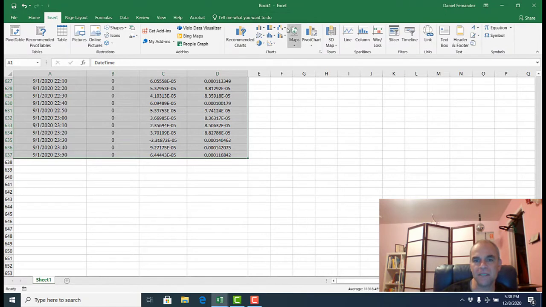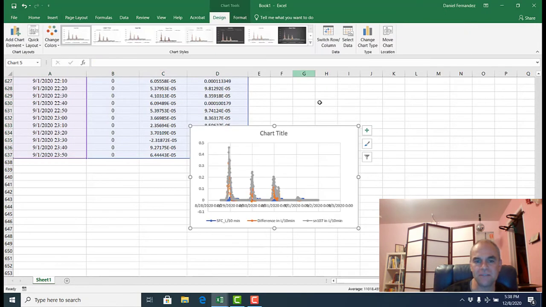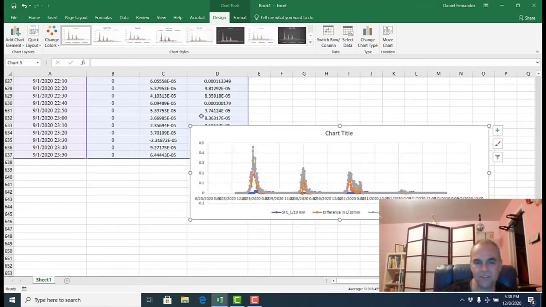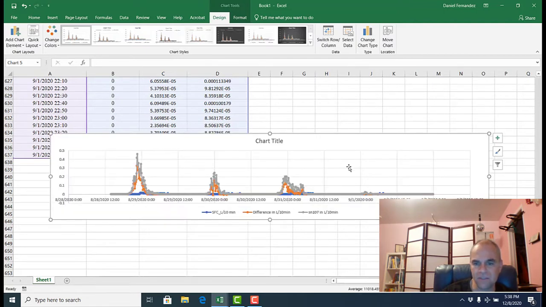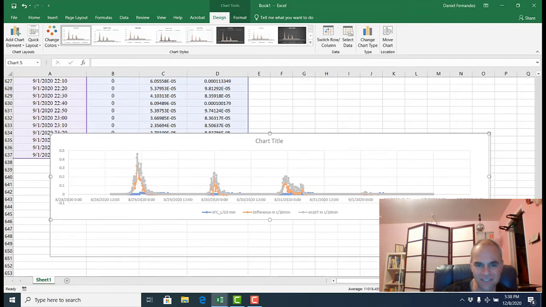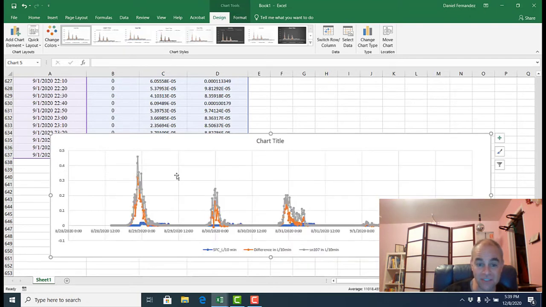And then I'll say Insert and go to Charts, and insert that chart, and there we go. This is all of the data. And I'm going to show you what it is, and then we'll break it down a little bit. So what we see here are, I see 4 fog events. The biggest one's the first one. That's the one we'll look at right now.